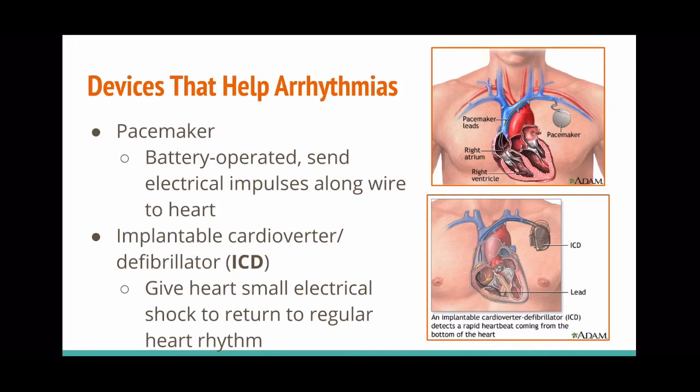And the other is called an implantable cardioverter defibrillator, or an ICD. And this is one of your abbreviations. Usually people with life-threatening arrhythmias get an ICD implanted in their bodies, and its job is to sense when abnormal rhythms are taking place, and when they are, it gives the heart a small electrical shock to return the heart rhythm to normal.